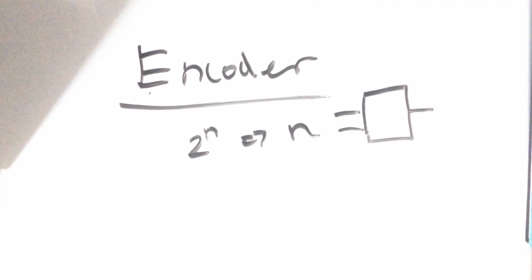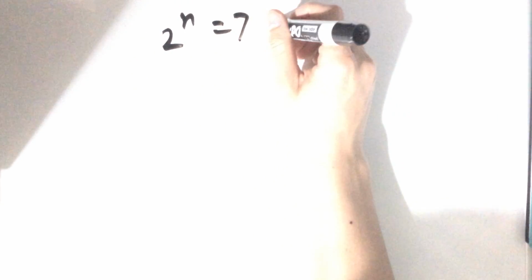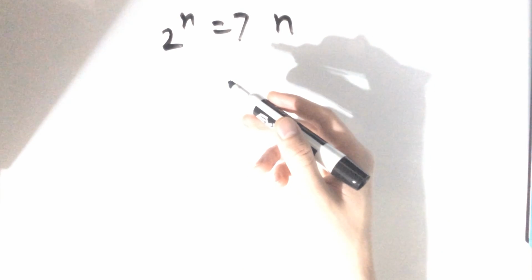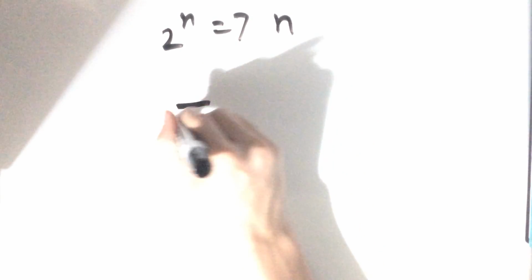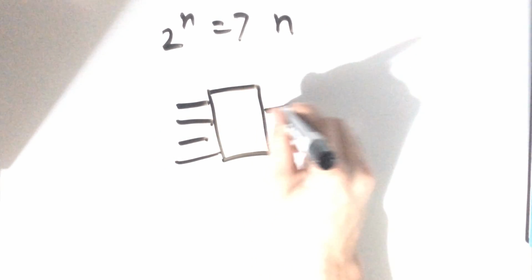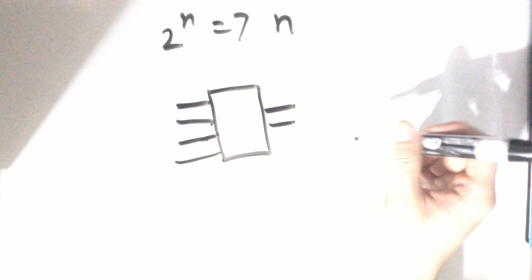Now let's take a look at another example. First of all, it's 2 to the n inputs, and we're going to have n outputs. So if we had 2 for our n value, that would give us 4 inputs and 2 outputs.